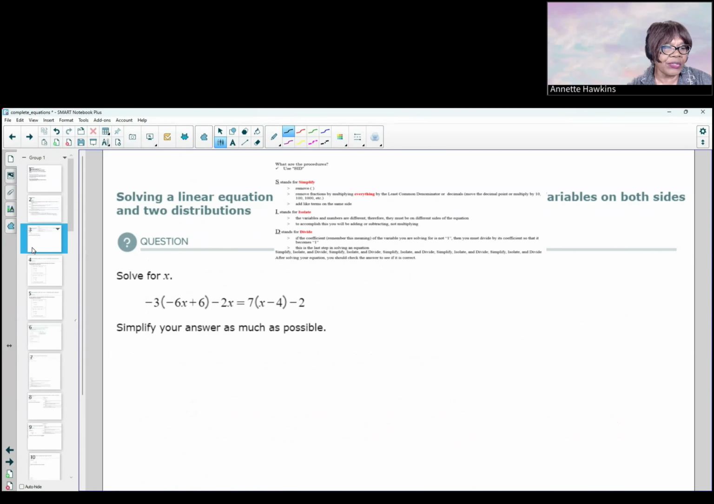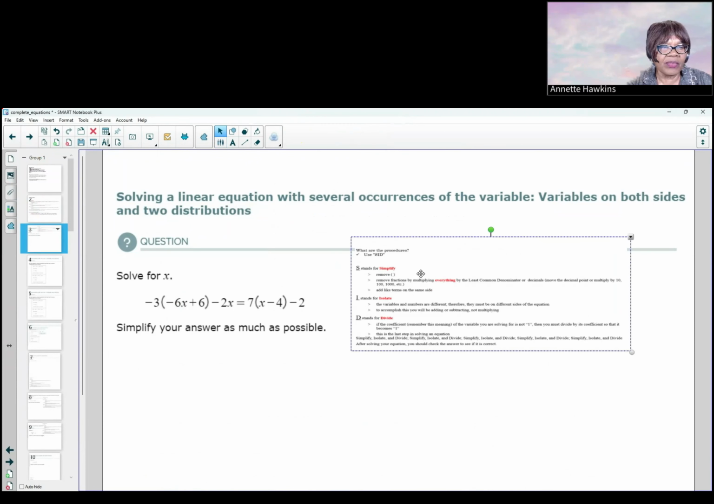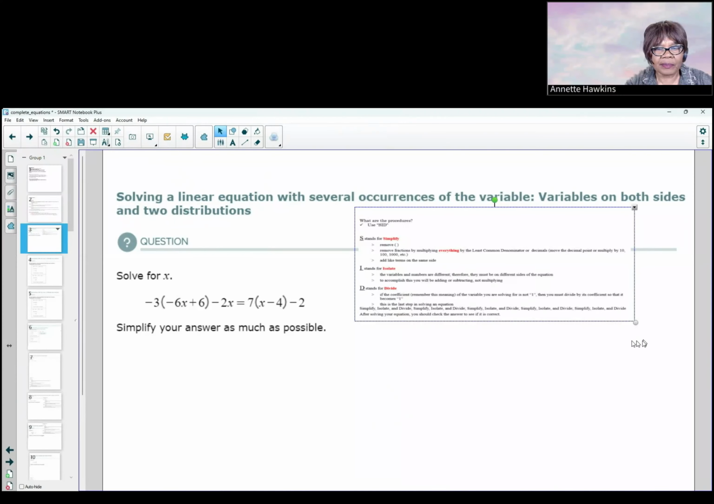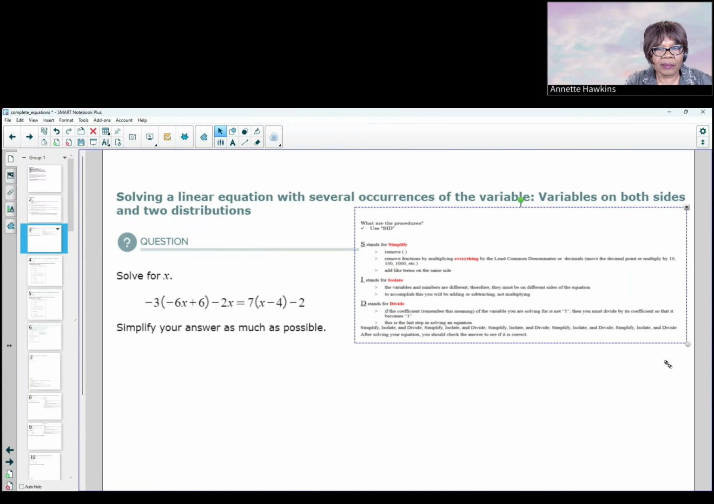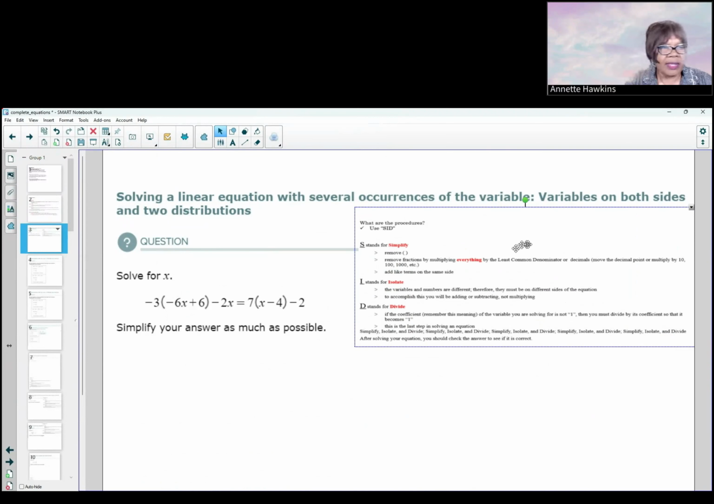So this is our first equation that we want to solve. And I have the directions up here. All right, so we want to simplify, which means remove the parentheses. We want to check to see if we have any fractions. And then the last part of simplify is to add like terms on the same side.